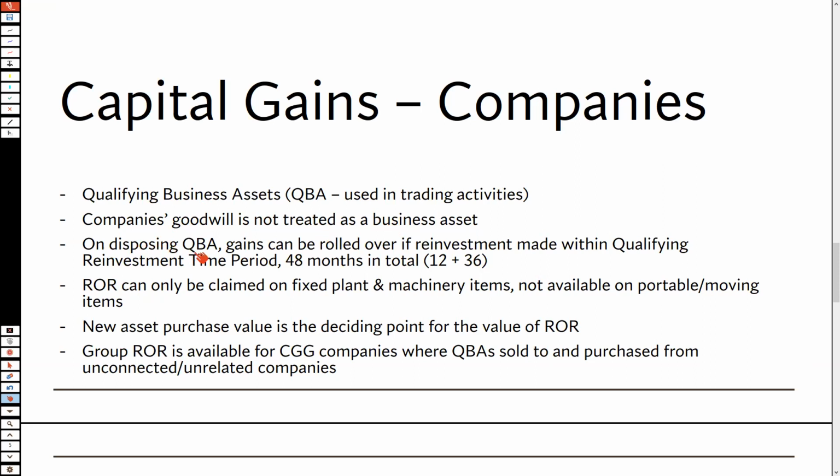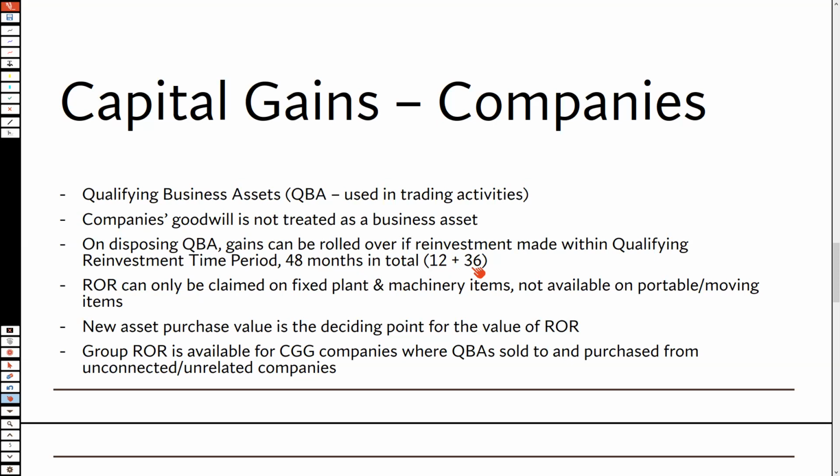On disposing of a qualifying business asset, gains can be rolled over if the other asset is purchased within the qualifying reinvestment time period. When can we claim the relief? If the investment is made in the new asset in the qualifying reinvestment time period. The qualifying reinvestment time period is basically a total of 48 months, which is checked 12 months prior to the disposal and 36 months after disposal.